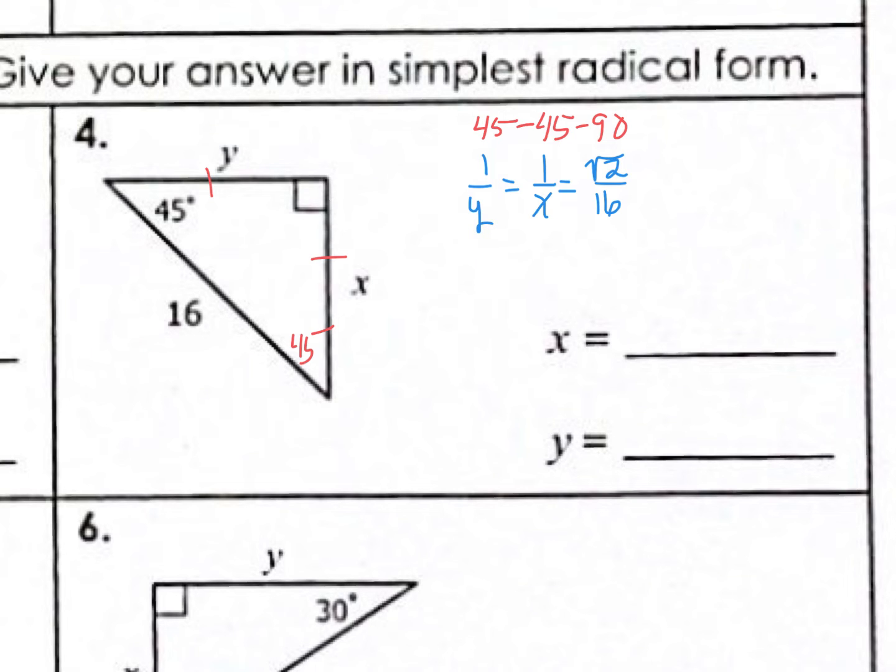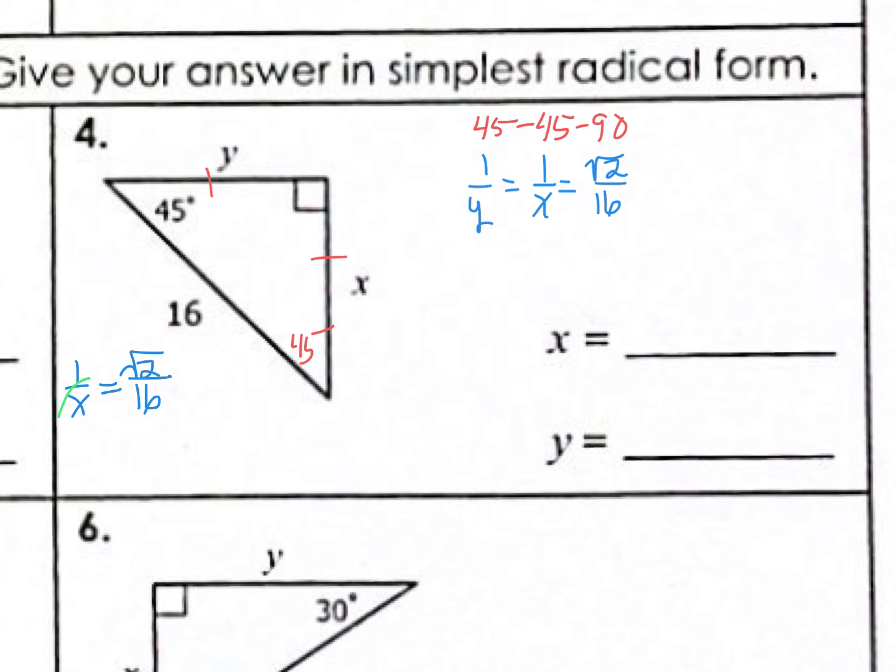Because I know that both x and y are going to be the same, I just have to choose one fraction to go with this full fraction here. This fraction doesn't have any variables in it, so I'm always going to use this one. And I think I'll use these two since they're right next to each other. So I'm going to do it down here. 1 is to x as the square root of 2 is to 16.